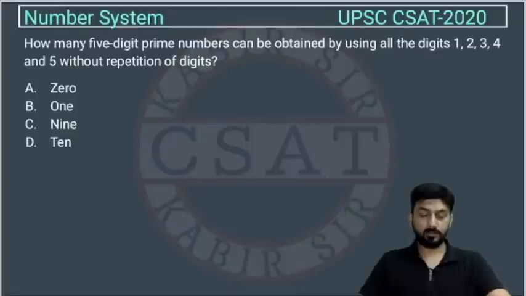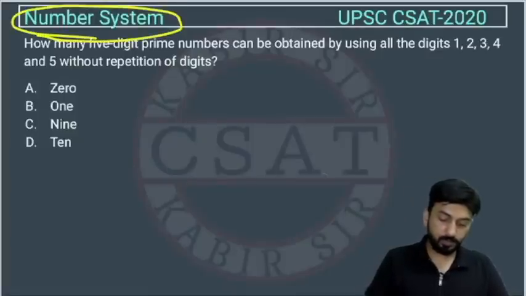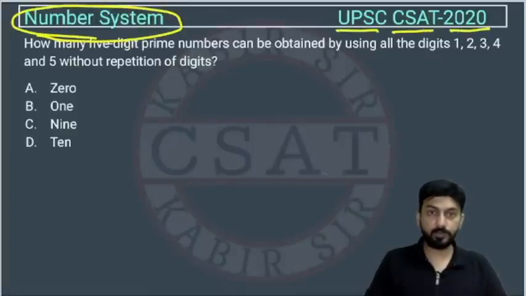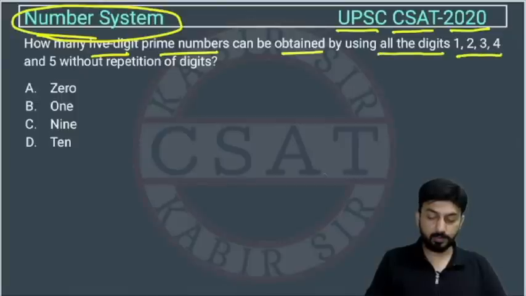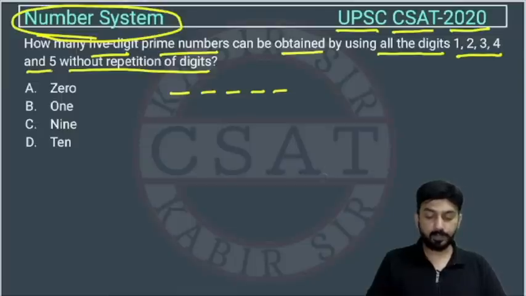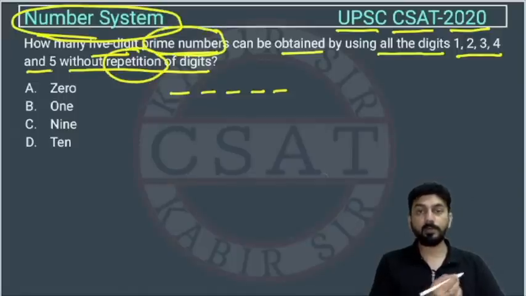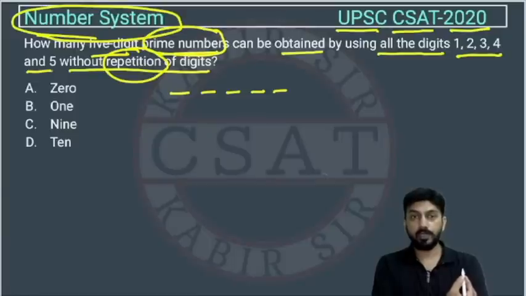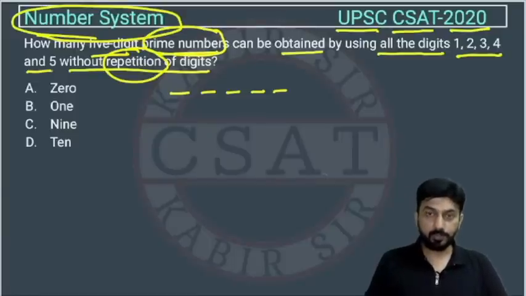This is a question from the number system chapter asked by UPSC in the CSAT exam of 2020. How many 5-digit prime numbers can be obtained by using all the digits, without repetition of digits? So we have to find a 5-digit number, and we are given 5 digits and each will be used once, because there is no repetition. So we have to find out the prime number. Prime numbers are divisible only by themselves or 1, right?